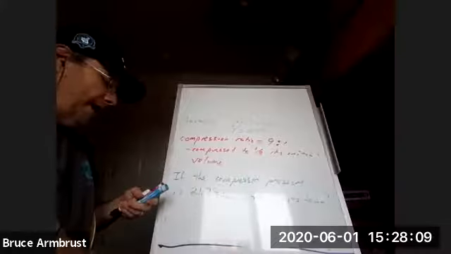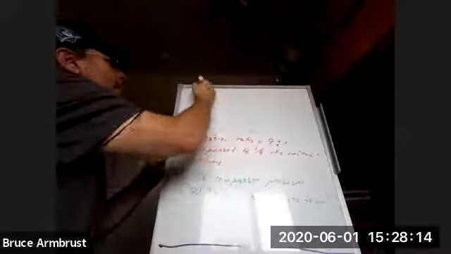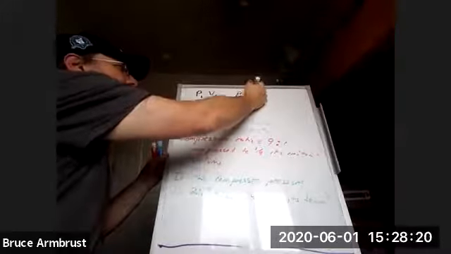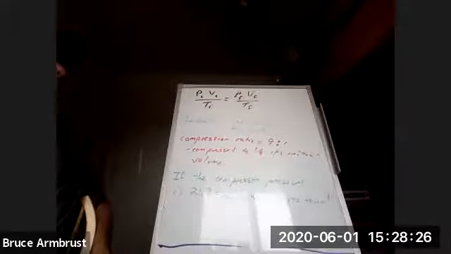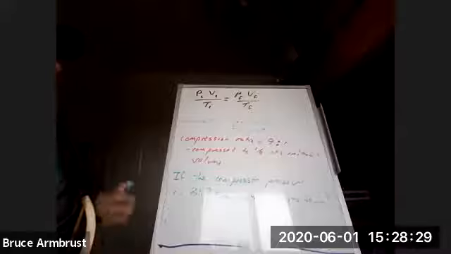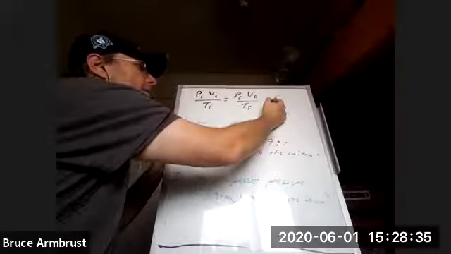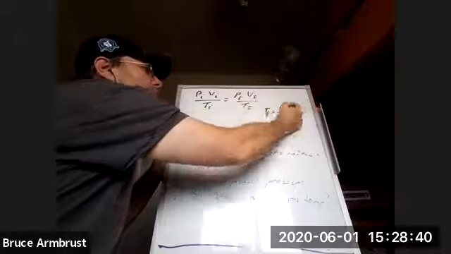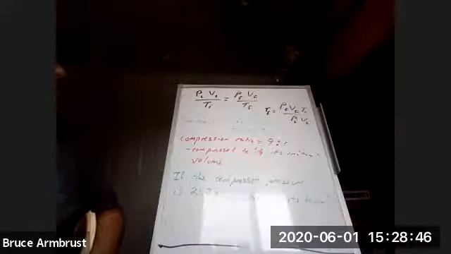All right, so we're going to have the conservation of PV over T. So we're going to have P initial, V initial over T initial equals P final times V final over T final. I'm going to go ahead and solve that for T final. So we've got T final equals P final, V final, T initial over P initial, V initial. So let's start putting those numbers in.